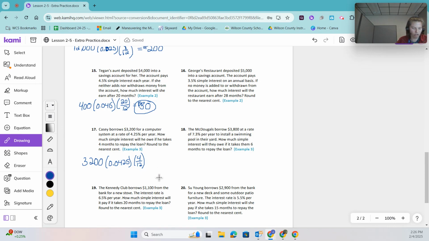So again, solving the exact same way, times 0.0425 times 4/12 is $45. It says round to the nearest cent, so $45.33 would be how much you would owe. So exact same way, 18 through 20, you can try those on your own.